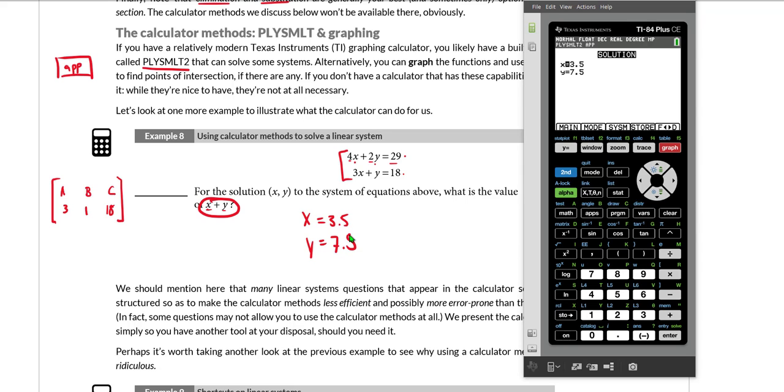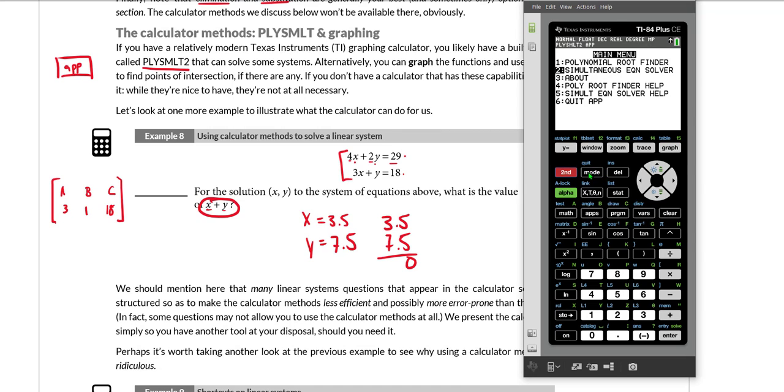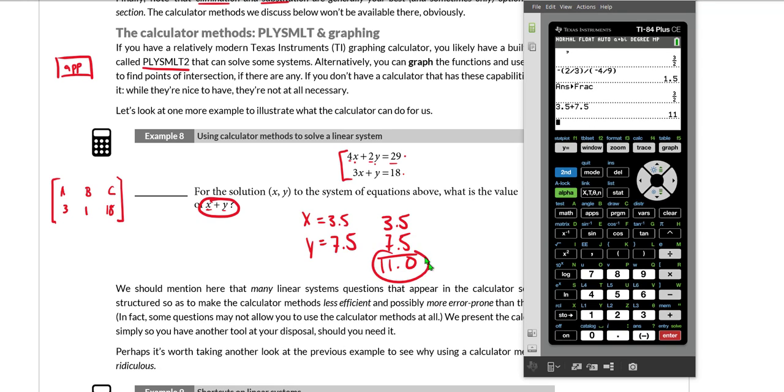By the way, I can convert those to fractions by hitting the graph button again. I will get the fractional form of those two values. In this case, since I'm adding these together, it doesn't really matter what form these are in. Actually, I can do this in my calculator. Why am I doing this on paper? I'm going to do 3.5 plus 7.5, and I'm going to get 11. So 11 is the sum of x and y.